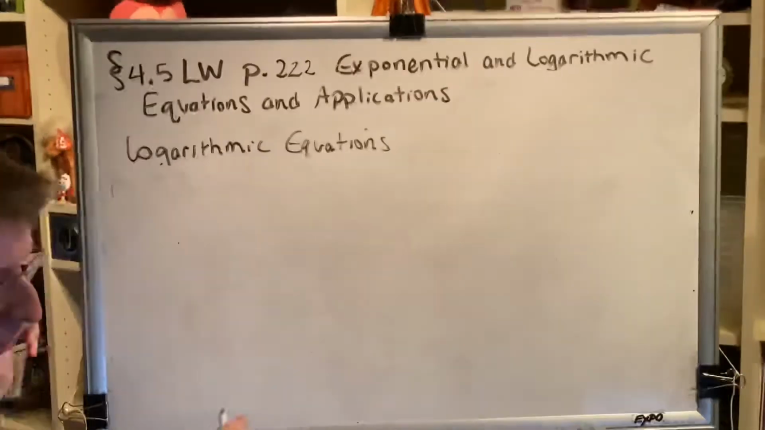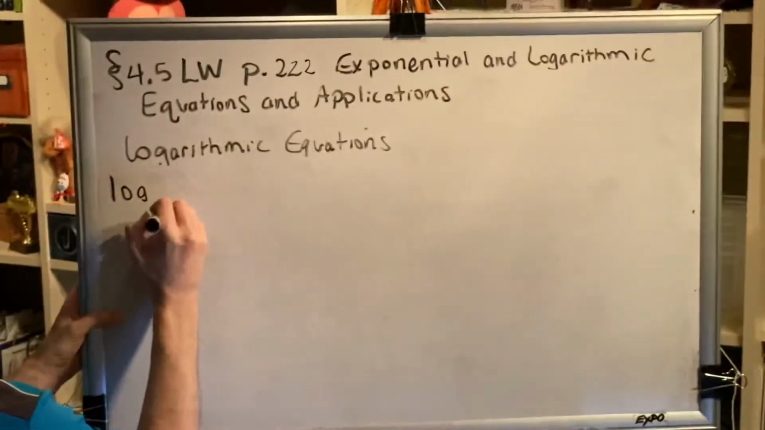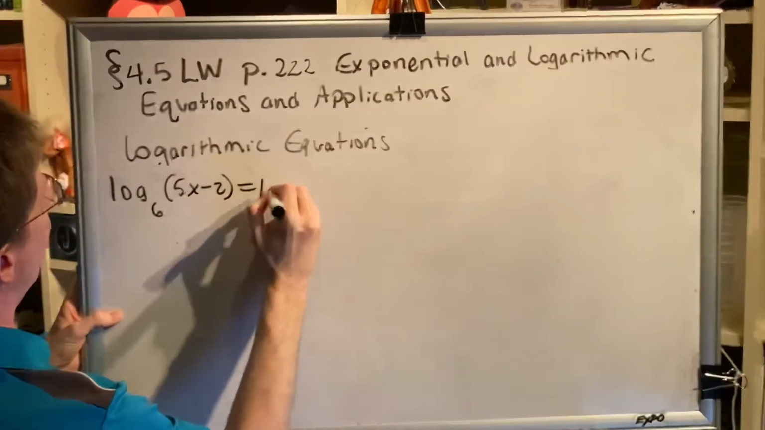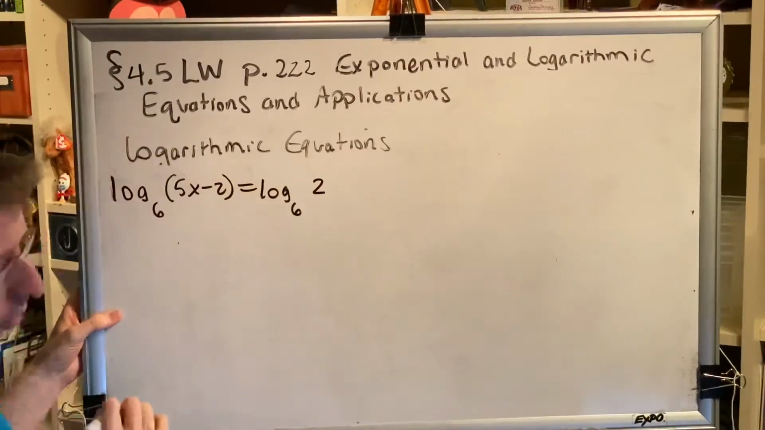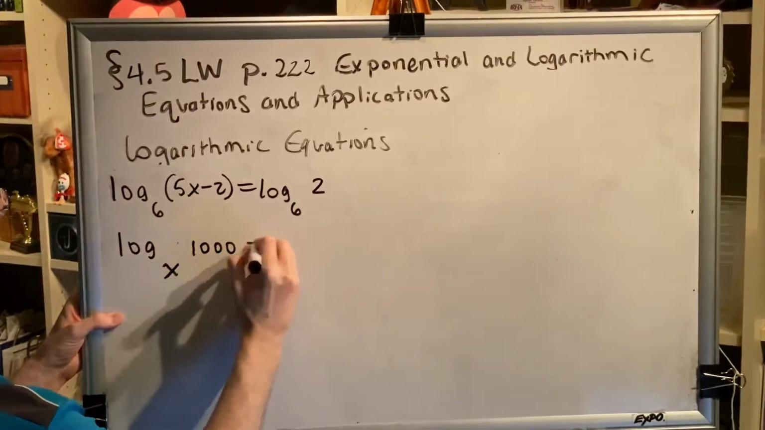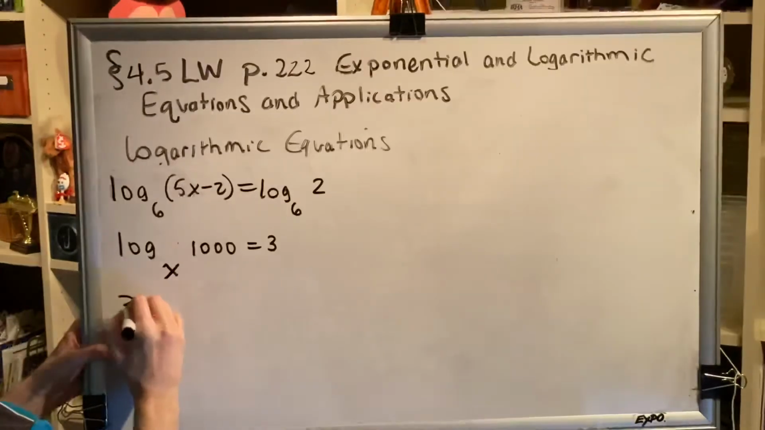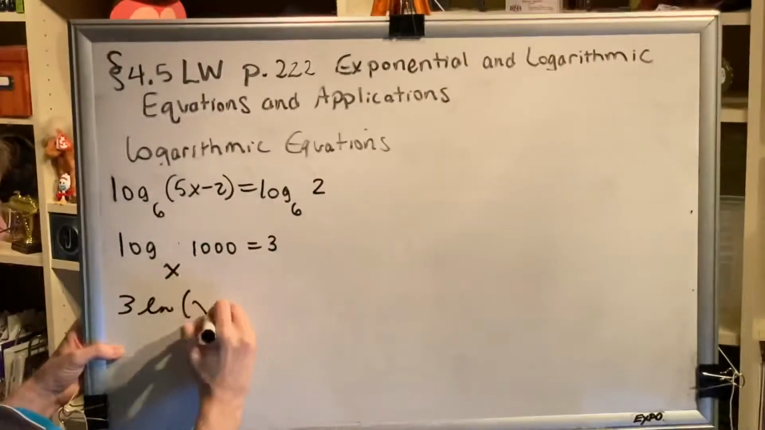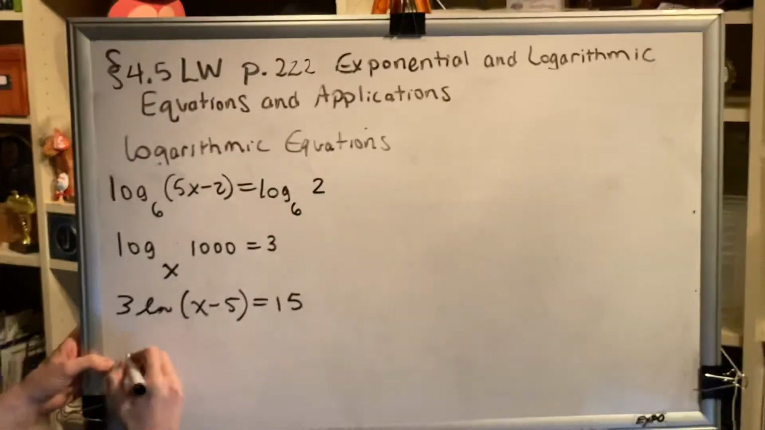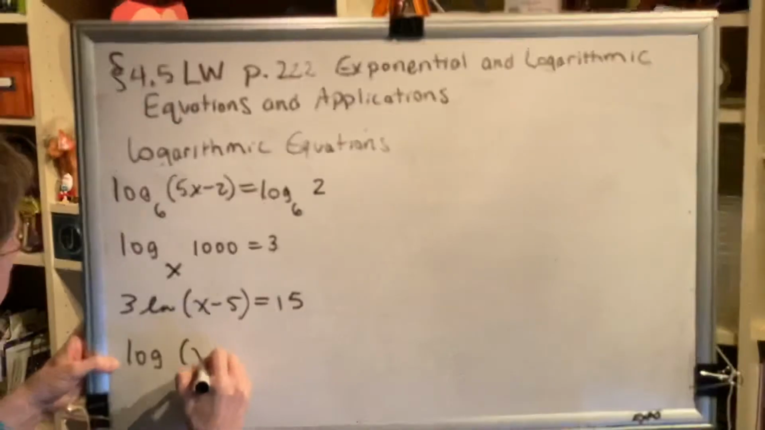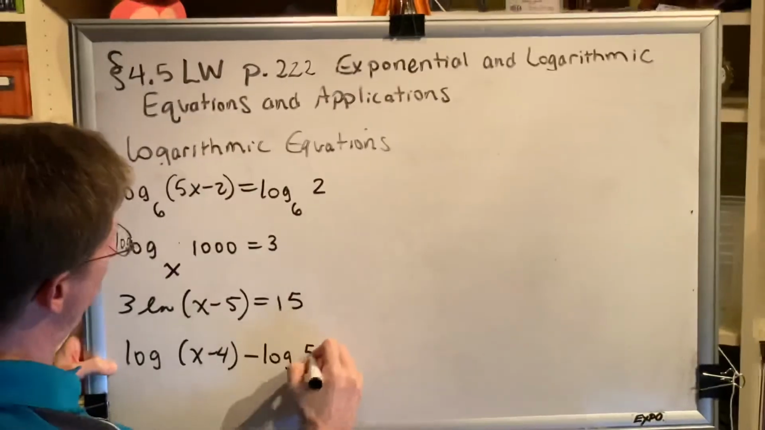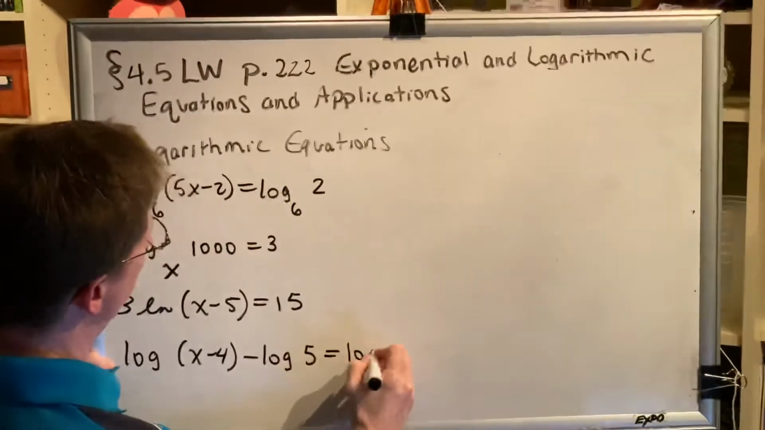All right, here comes our first equation. Log base 6 of the difference 5x minus 2 equals log base 6 of 2. Next equation, log base x of 1,000 equals 3. Next equation, 3 times the natural log of the difference x minus 5 equals 15. Final equation, log of the difference x minus 4 minus log of 5 equals log of x.